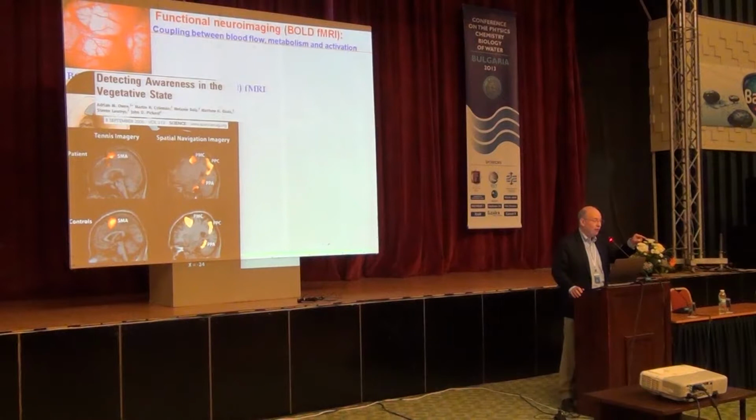So then they asked her, could you imagine that you are playing tennis? And nothing happens. Looking at the images, you see that some regions of the brain get activated, the same ones which are activated in normal people doing the same thinking. Or could you think that you are moving in your house? You are just looking at the different rooms in your house. Different regions are activated, same as in normal people.